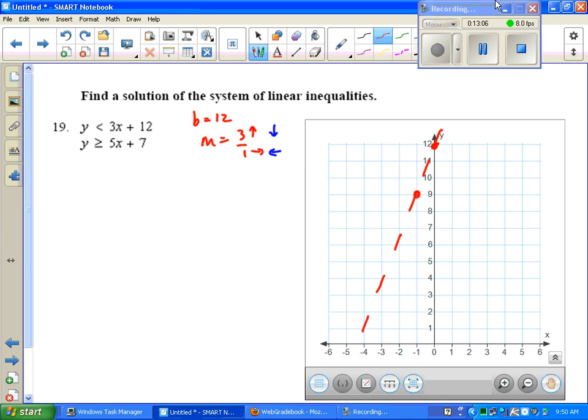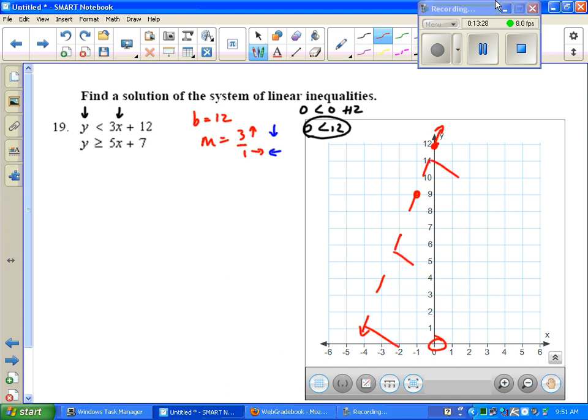And we're going to shade one side or the other. When you plug in 0, 0, it'll tell you which side to shade. 0 and 0. So you have 0 is less than 3 times 0 would be 0 plus 12. 0 is less than 12 is a true statement. So on the 0, 0 side, you're going to shade everything this direction.